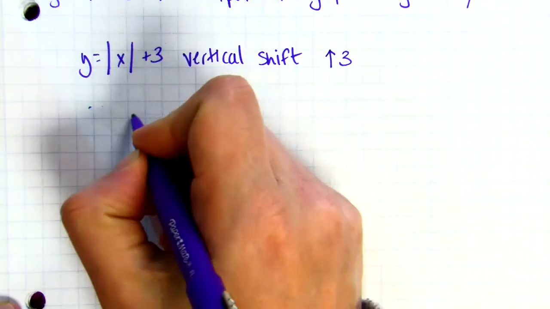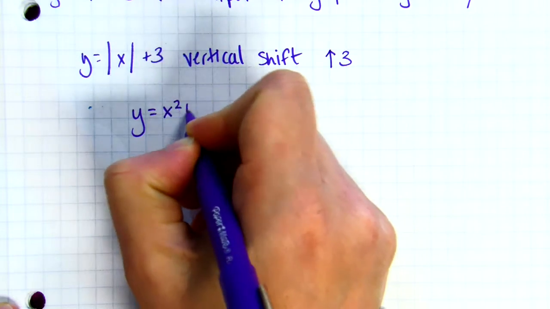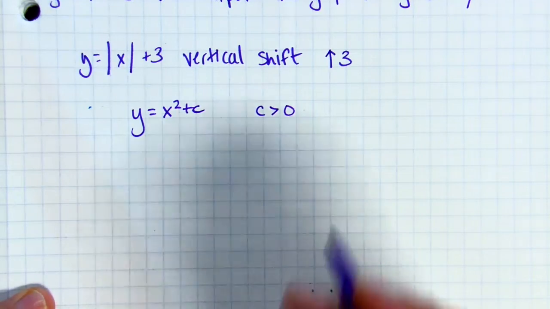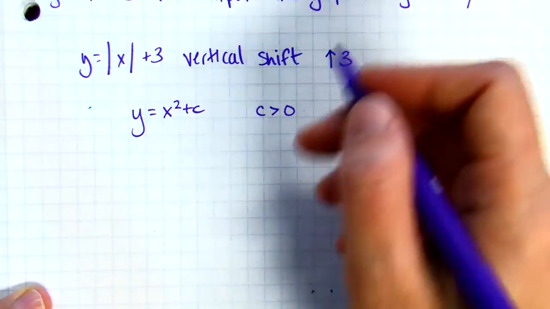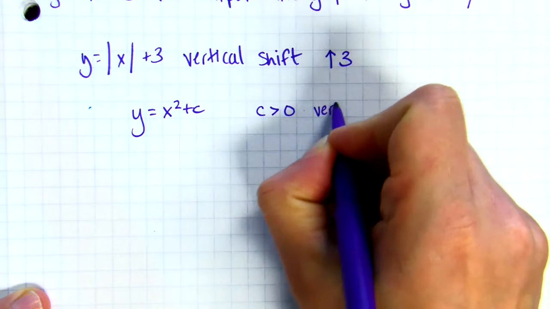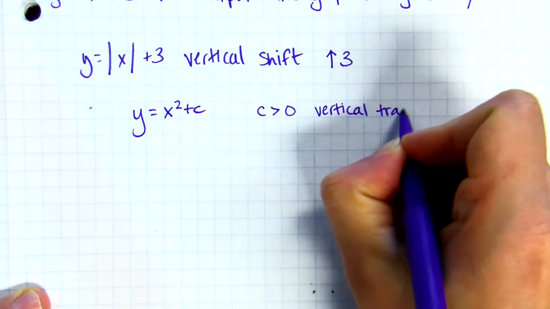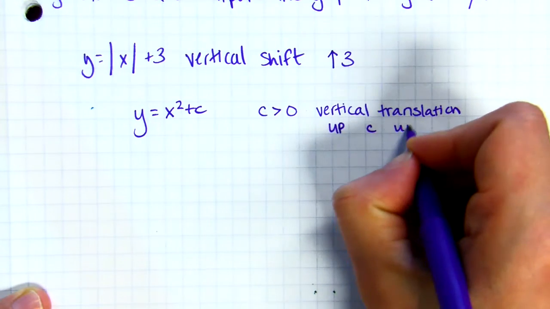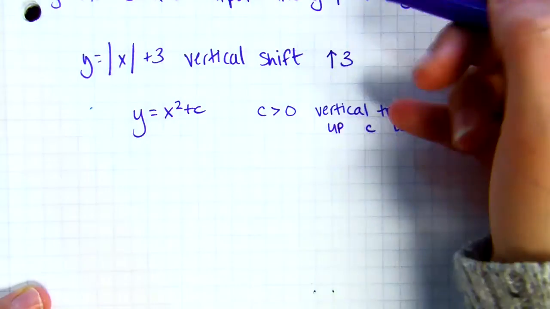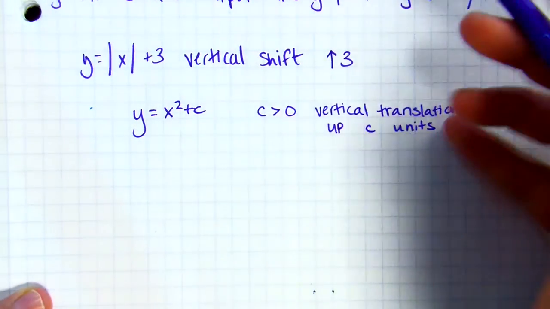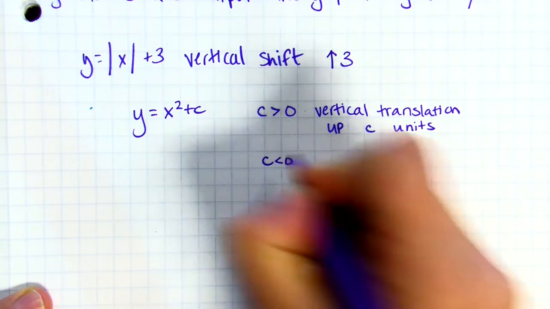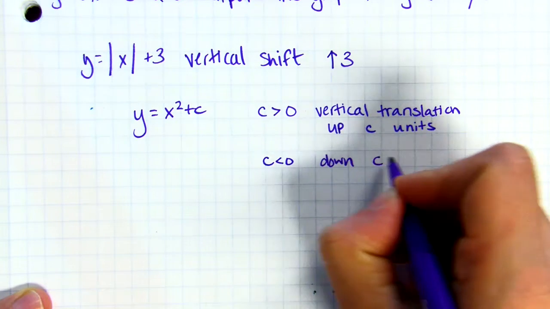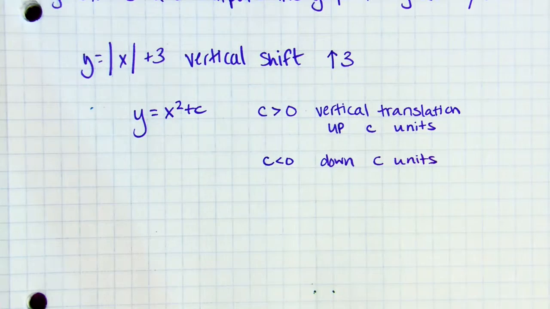So if we have just x squared plus c, if c is greater than 0, so if it's a positive number, the graph will shift up, or it's a vertical translation up c units. So if it's plus 2, we'll move up 2. If it's plus 8, we'll move up 8. If c is less than 0, so c is negative, it's a vertical translation, but it's going to go down c units. And that's the whole rule.